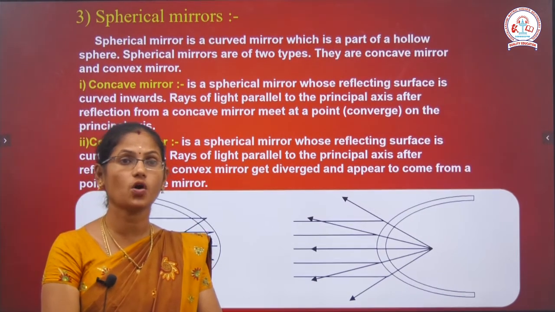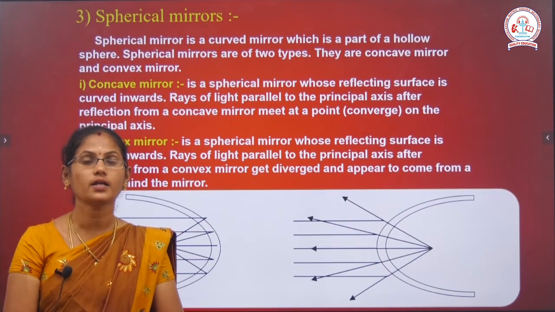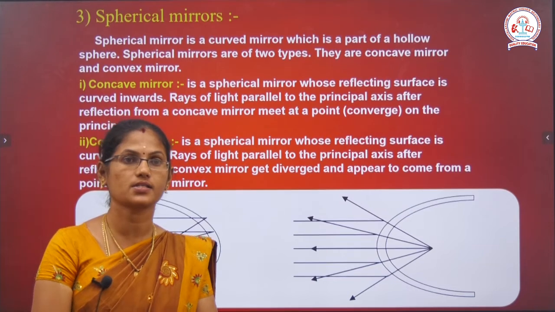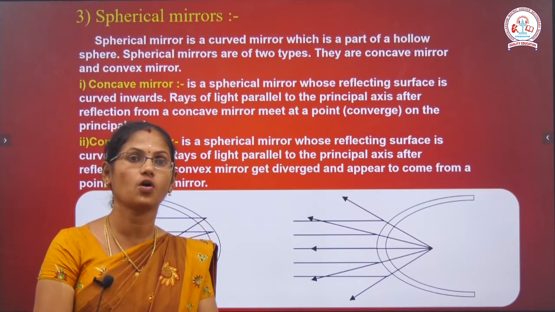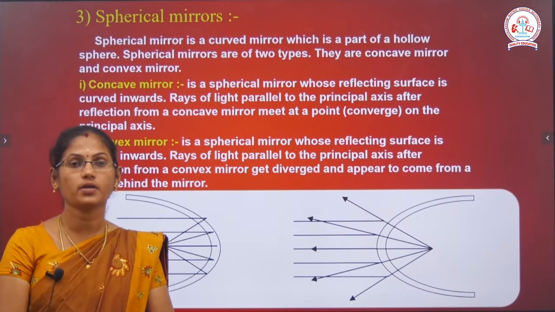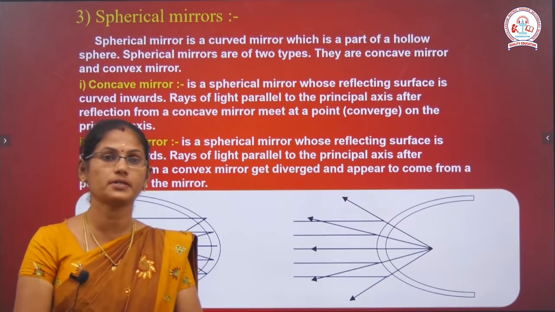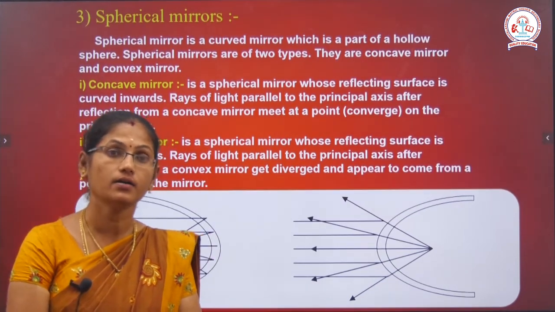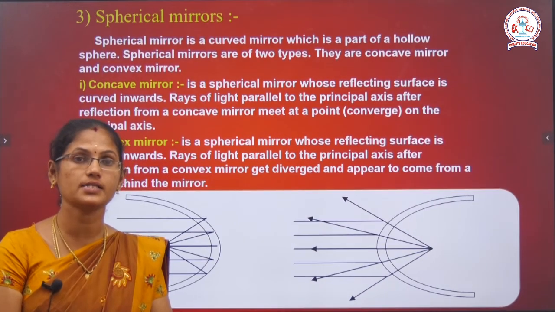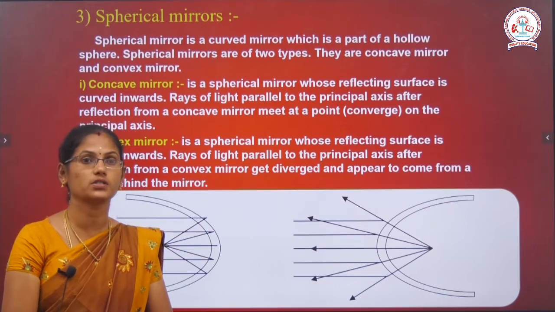First, what is a concave mirror? A concave mirror is a spherical mirror whose reflecting surface is curved inwards. What is the other name of the concave mirror? It is called a diverging mirror, where the light rays diverge. And next, the convex mirror. A convex mirror is a spherical mirror whose reflecting surface is curved outwards.